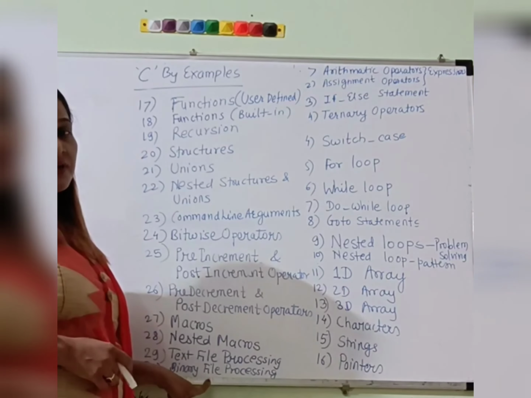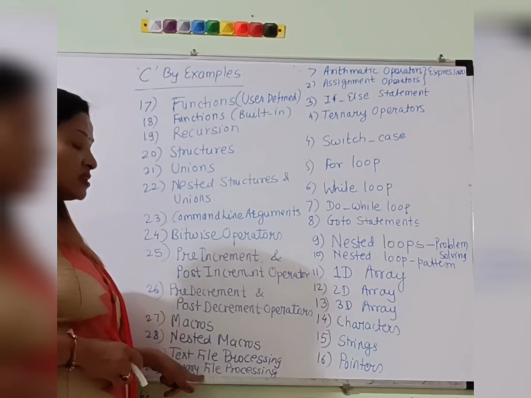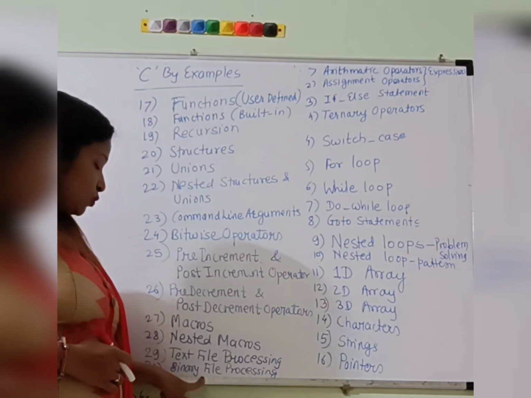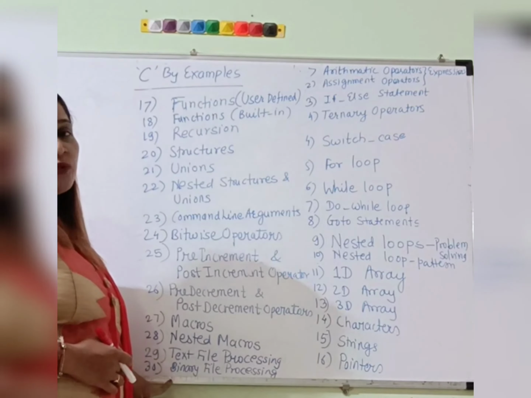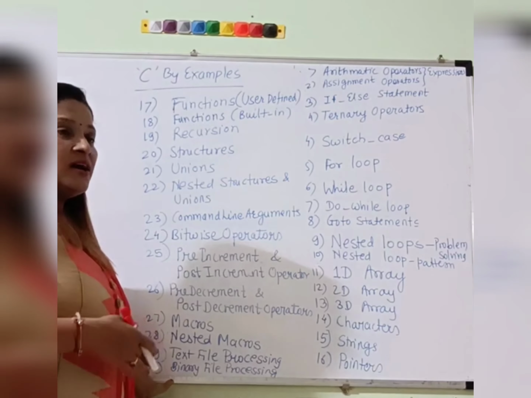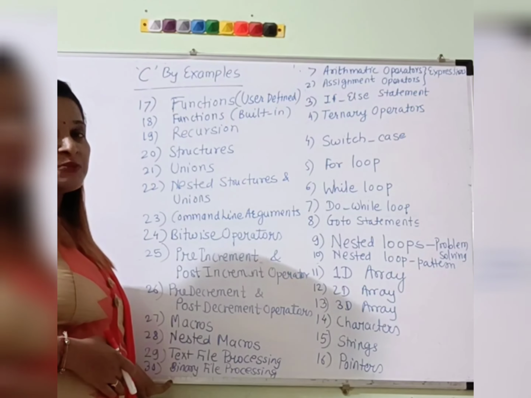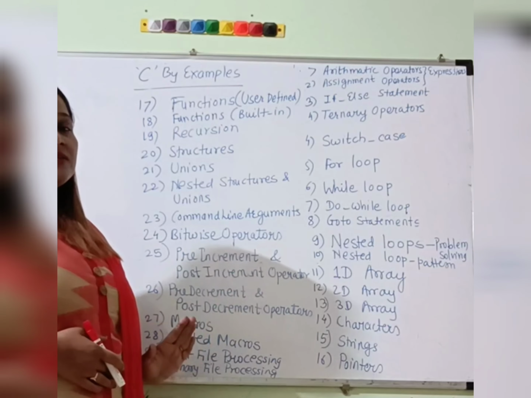And in C programming, we can process files. Basically, there are two ways to process a file: one is text files and one is binary files. Of course, other than this we can handle a few other types of files, but these are the important C concepts.